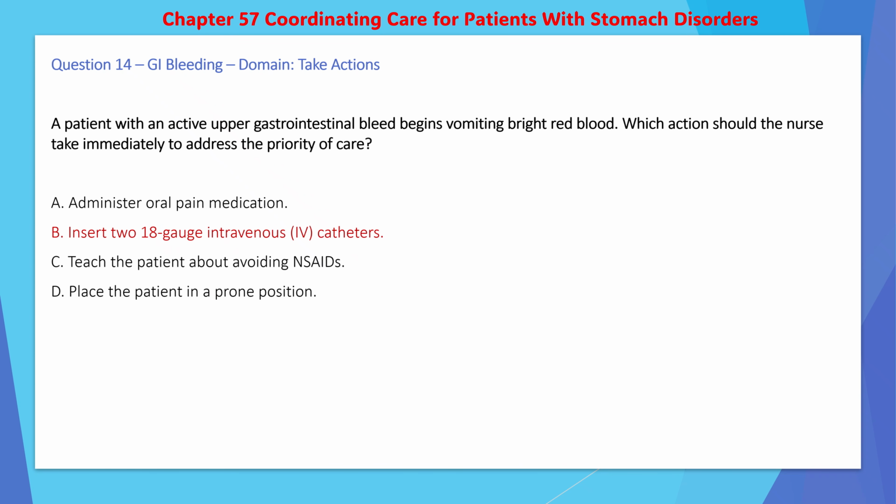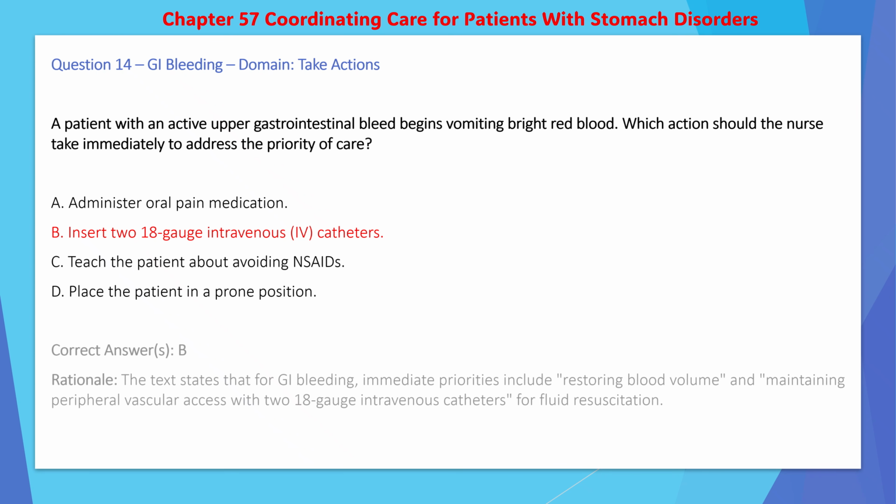The correct answer is insert two 18-gauge intravenous catheters, because for GI bleeding, immediate priorities include restoring blood volume and maintaining peripheral vascular access with two 18-gauge intravenous catheters for fluid resuscitation.